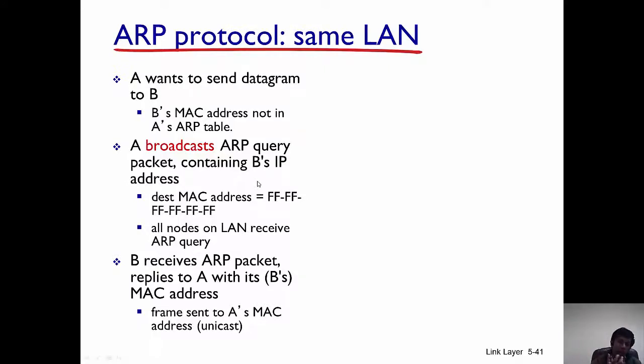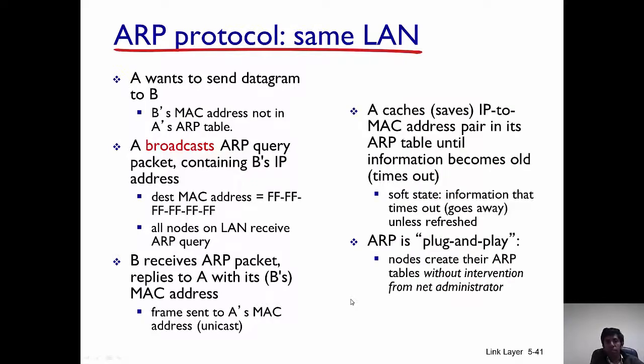As the query is broadcast on the LAN, when B receives this query, it's going to send a response message saying that it has the particular IP address, and it sends its MAC address to A. A can now use this MAC address that B has sent to send the datagram to B. A then caches this IP to MAC mapping in its ARP table. It also puts a time to live, such that this entry is only valid for a given length of time, and after the time elapses, this entry is automatically dropped from the table.